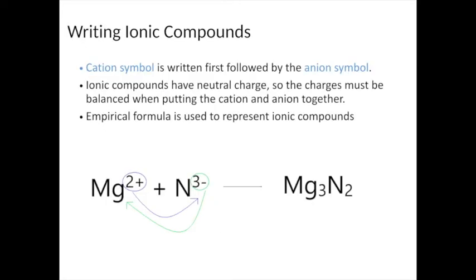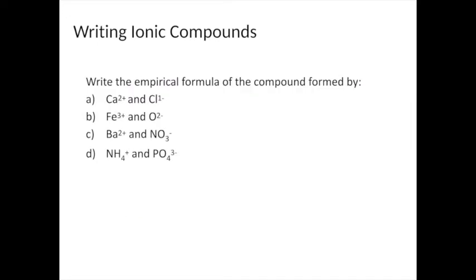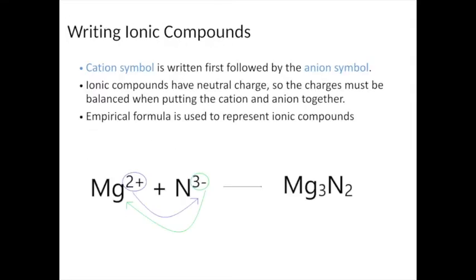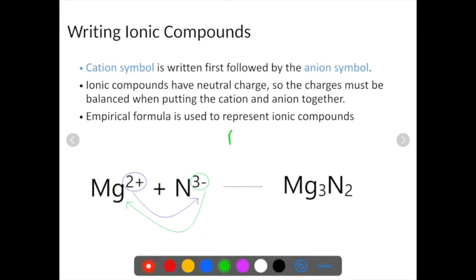Now we're going to learn how to put ions together to form an ionic compound. The goal here is to have a neutral compound. We don't want a charge. If I were to take 1 magnesium, which has a +2 charge, and 1 nitrogen, which has a -3 charge, and put them together, I would have an overall negative charge. I don't want my compound to have a charge. I want it to be neutral.